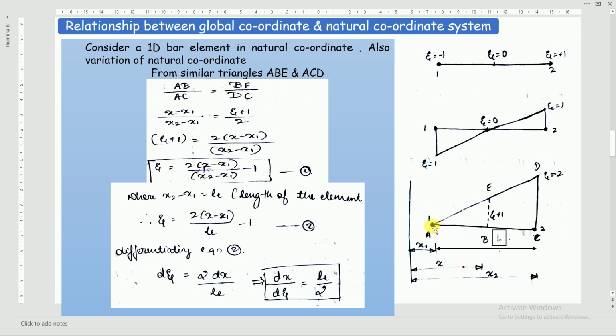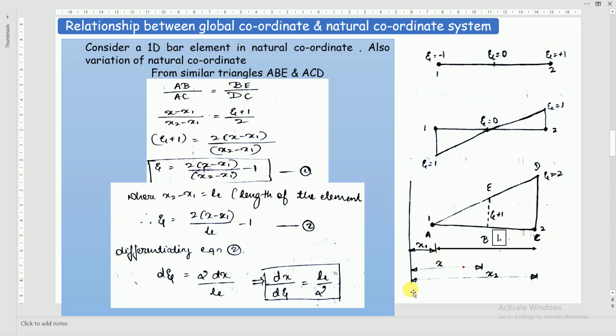So here this distance is x1, this distance is x2, and what is x2 minus x1? Is it nothing but the length of the element? Yes, sir. Where x2 minus x1 is denoted by LE, L with prefix E. So it is nothing but the length of the element. Now in all the problems while deriving, we will denote the length of the element as LE, which is given by x2 minus x1.